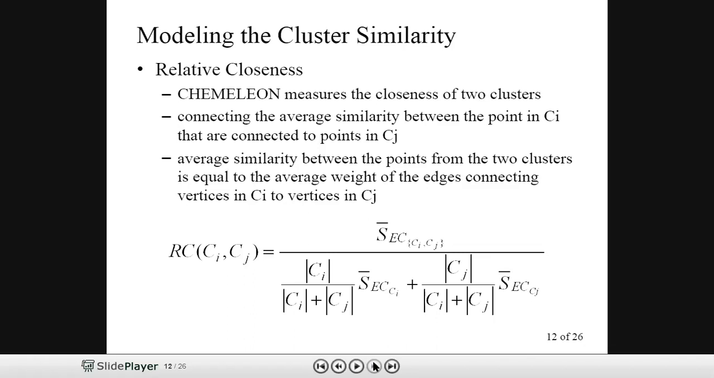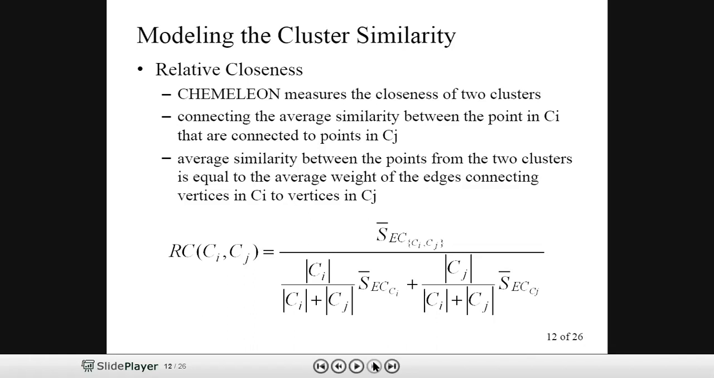The average similarity is equal to the weight of the edges that connect Ci with Cj. So the numerator of this formula is S-bar EC(Ci, Cj), the absolute connectivity of Ci and Cj. It is represented here by S-bar EC, but it represents the average similarity. It is the same term that was used for absolute connectivity in the relative interconnectivity: the average weight of the edges connecting vertices in Ci to the vertices in Cj.